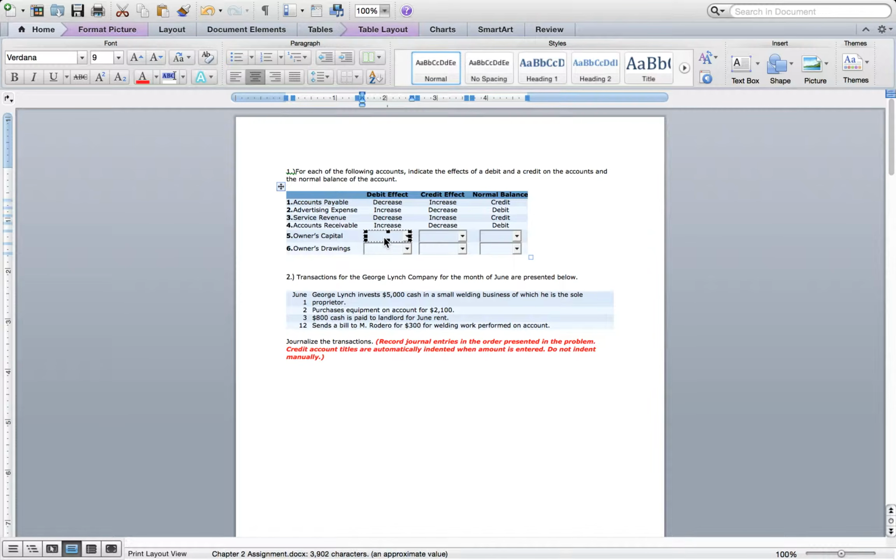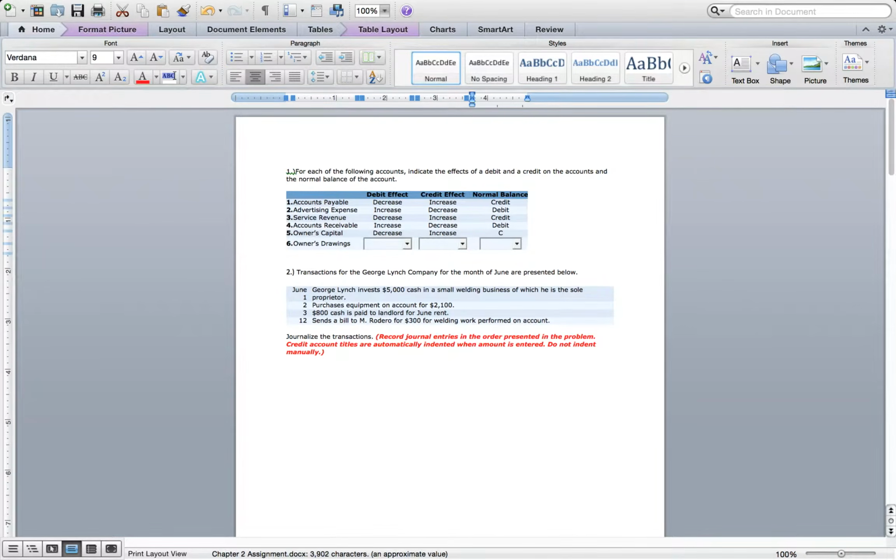Next one now, owner's capital. Now, remember class, that's the owner's investment in the account. What did the owner put into the account, such as cash or other assets? A debit will decrease it. And a credit will, of course, do the opposite. It will increase it. And the last part, the normal balance would be a credit.